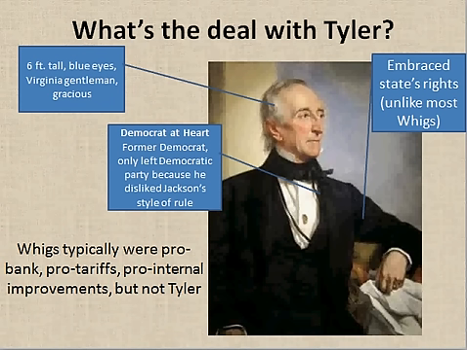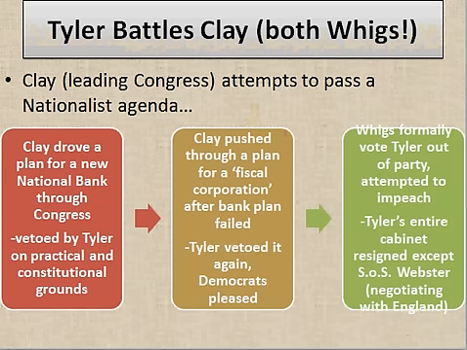And so as a former Democrat, barely a Whig, he clashed with a lot of the people in his own party. Tyler, unlike most Whigs, embraced states' rights. Most Whigs were typically pro-bank, pro-tariff, pro-internal improvements, but not Tyler. This led to two major battles between Tyler and Henry Clay in passing nationalist reform or nationalist legislation in the U.S. The first thing that they battled about was, well, the National Bank.